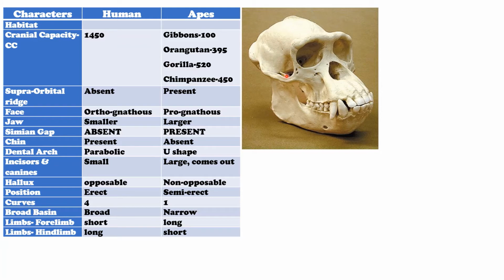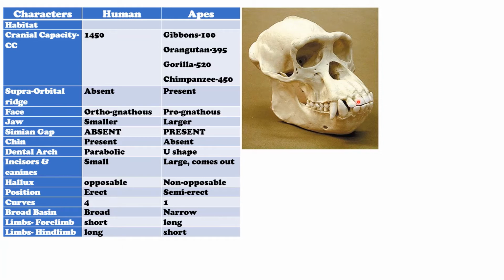Then if you see the other skull features, above the eye we can see a ridge. This ridge is called the supra-orbital ridge. This supra-orbital ridge is present in apes, which is absent in humans. Of course, in the human ancestor, this supra-orbital ridge is present. Then if you see the face of humans, the face is straight. Ortho means straight and gnatha means jaws. So in humans, the face is straight, whereas it is coming forward in apes. Then the jaws are smaller in humans as compared to apes.